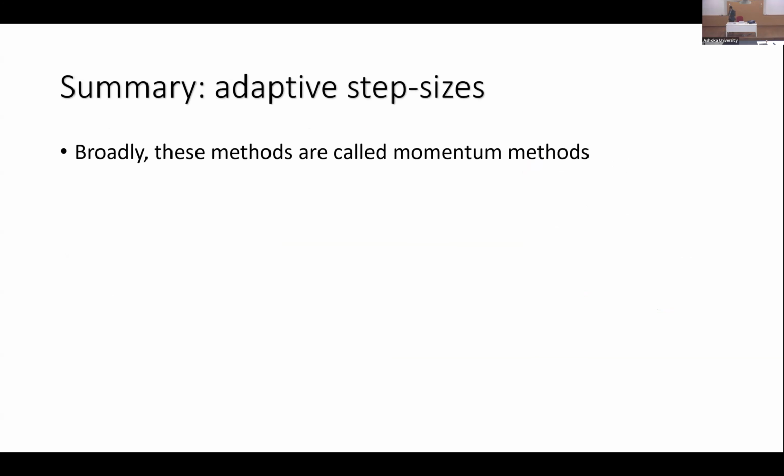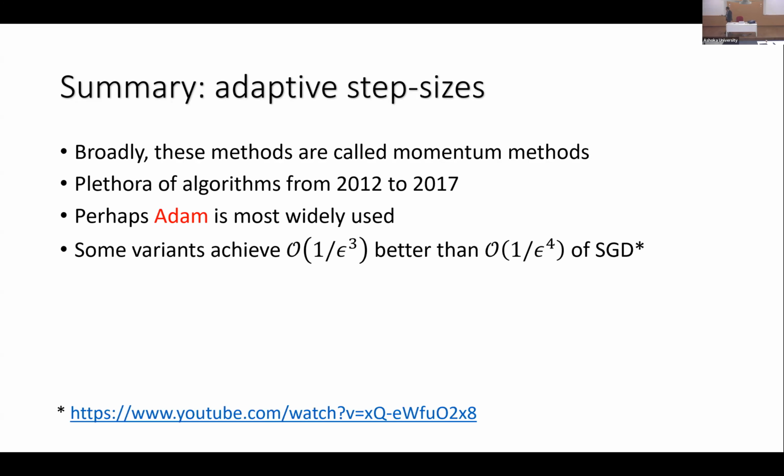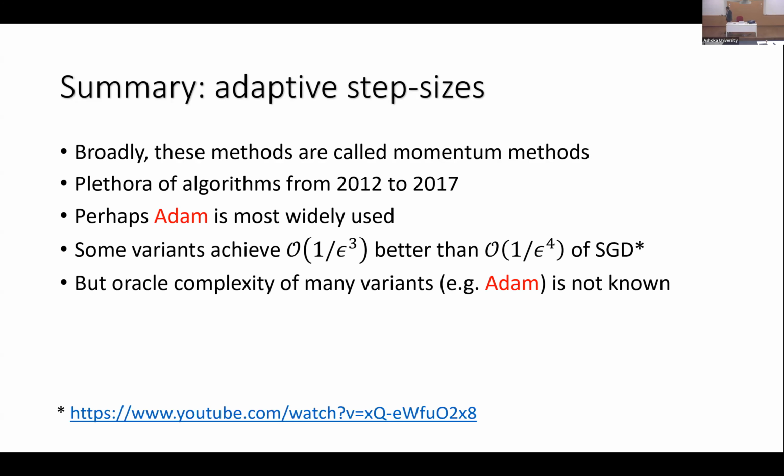So if we summarize the adaptive step sizes, these are also called momentum methods, by the way. All sorts of names are there. But if you encounter momentum methods, then they are mostly talking about this in the context of SGD. There were lots of different algorithms in this duration, and now pretty much a few algorithms are standardized. Always those few algorithms are used. Perhaps I could say Adam is widely used. We'll come to the complexity later.